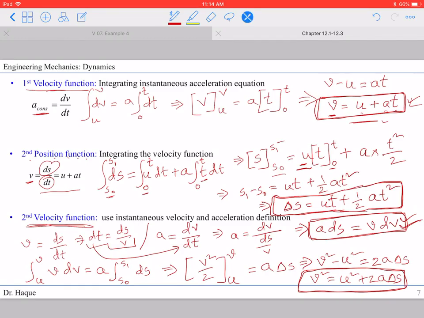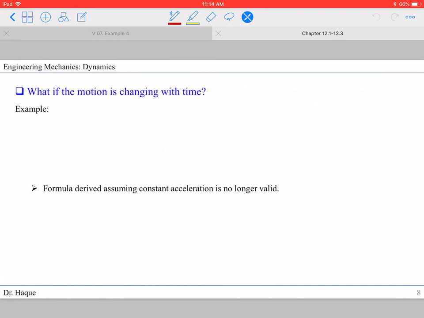Okay, let's move to the next slide. So far we have studied and derived four formulas that we will use to solve problems if the problem is under constant acceleration. So the question comes, what if the motion is changing with time? And what do we mean by changing motion?